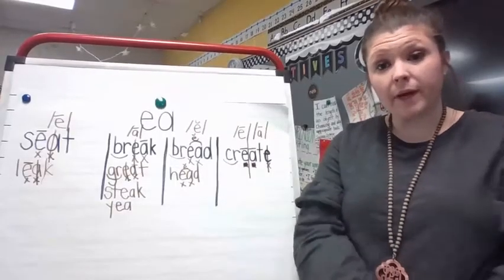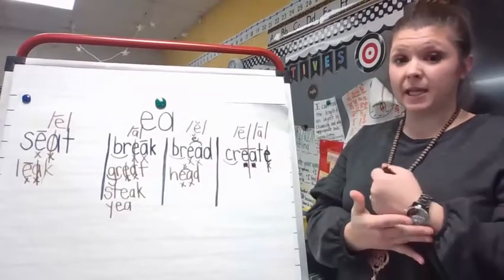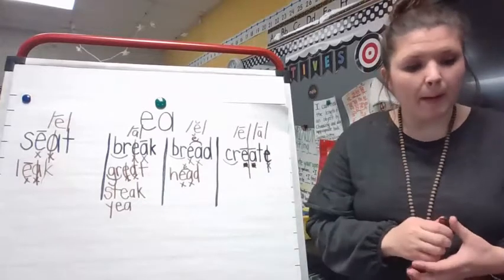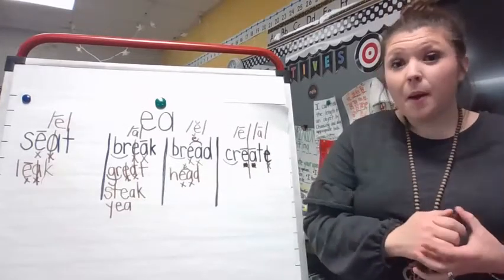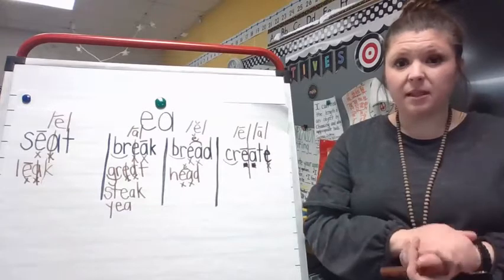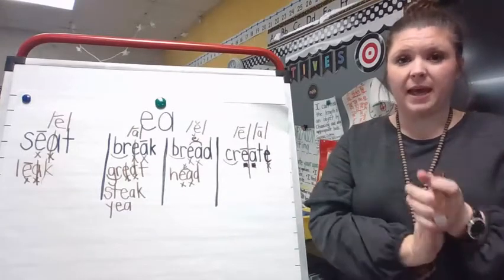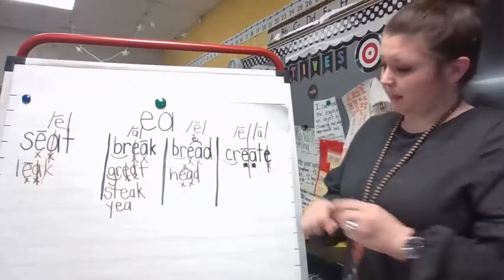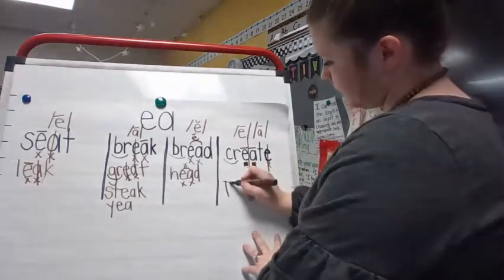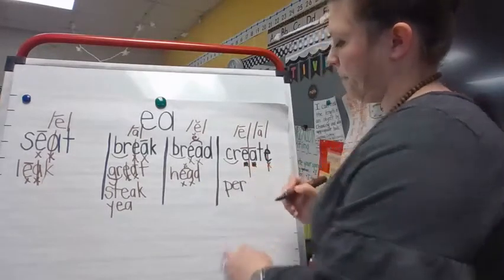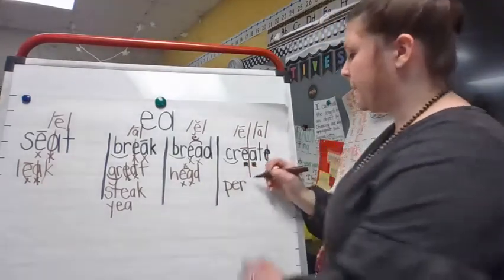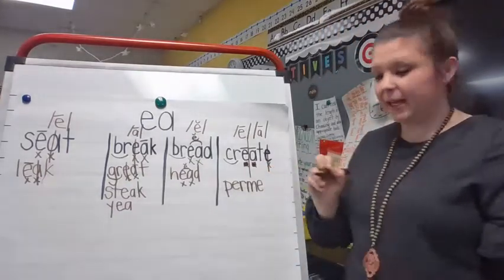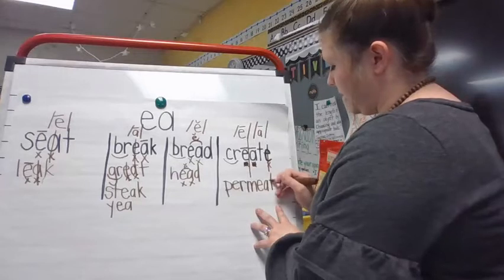All right, now we're going to listen and spell a word that has both the long E and the long A sound. All right, here's the word. Permeate. Permeate. Let's clap out the syllables in that word. Permeate. That has 3 syllables. The first syllable is per. Let's spell per. Per. The second syllable is me. We hear that long E. Ate. A-T-E.